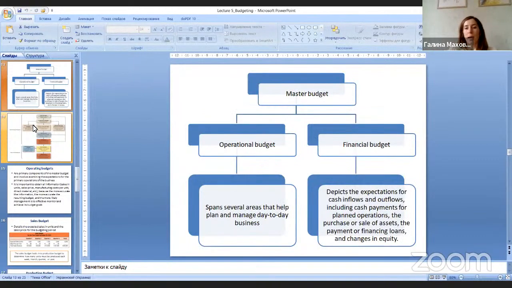Next, a company usually has two types of budget: operational budgets and financial budgets. The operational budget is about day-to-day business, how to run it. And the financial budget is about cash flows, the income statement, and so on. Yes, please, question.